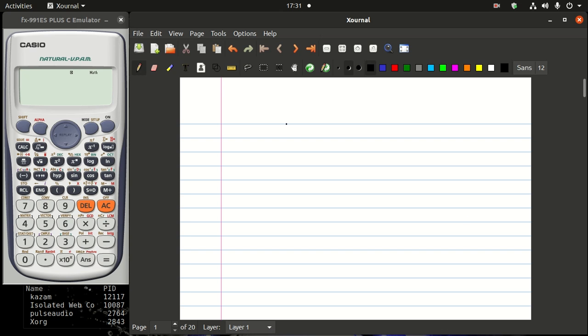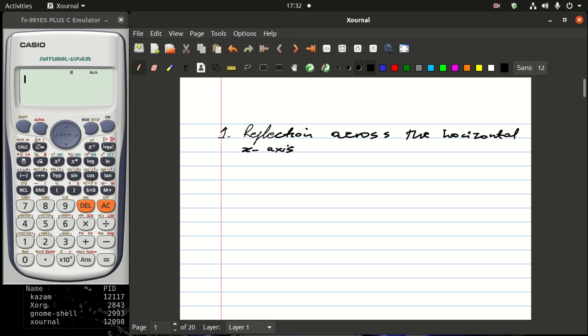So let's first begin with, let me just write here, the reflection. I don't think you can see properly. Let me use this one instead. The reflection across the horizontal x-axis. What do you have to note when it comes to the reflection across the horizontal axis?